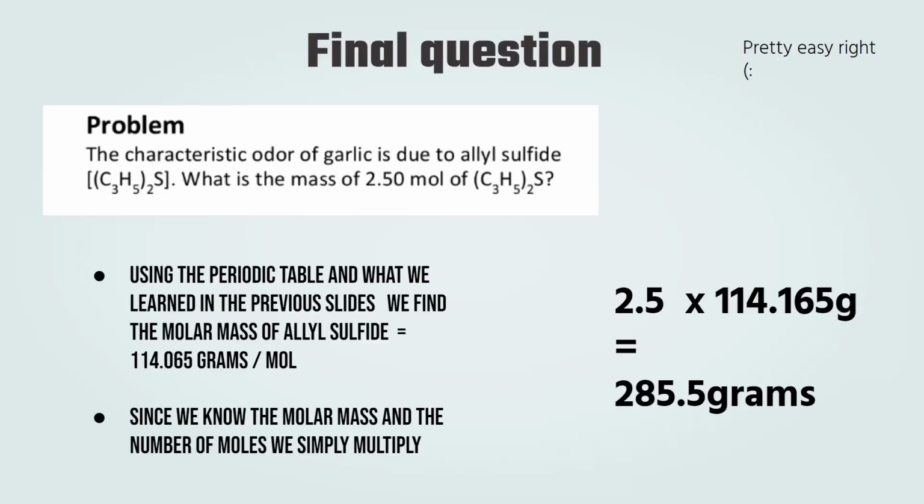Now, after we get that molar mass, multiply it by the amount of moles that you want to find the mass of, which is 2.5. So 2.5 times 114.065 grams equals 185.5 grams. And that's it. It's as simple as that.